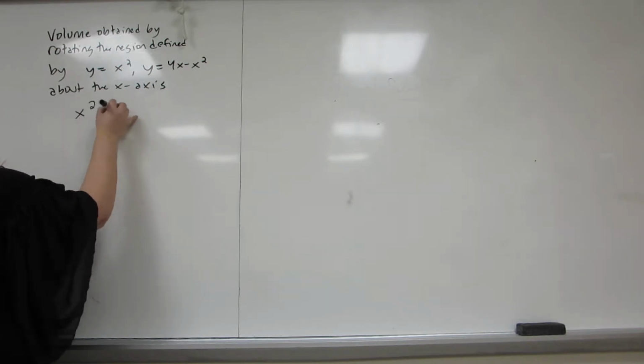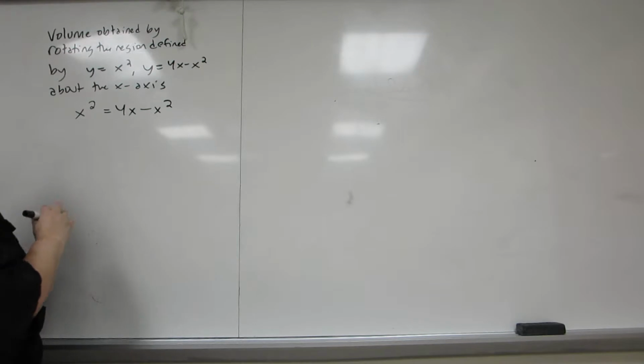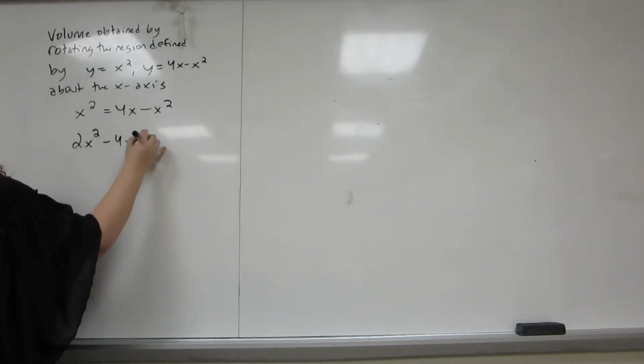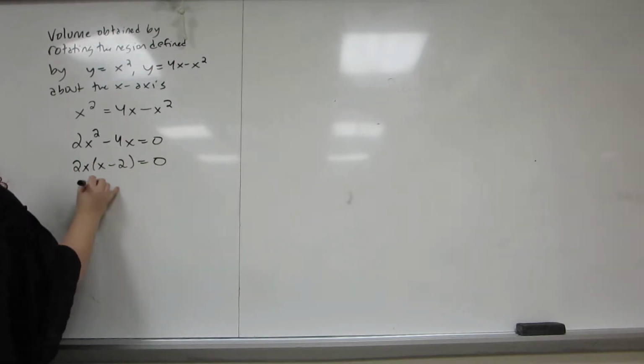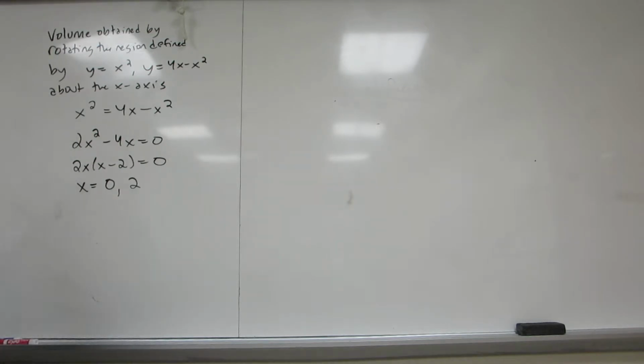So I'm going to set my two equations equal to each other to find out where they intersect. This becomes 2x squared minus 4x equals 0, which I can factor and get two intercepts at x equals 0 and positive 2.